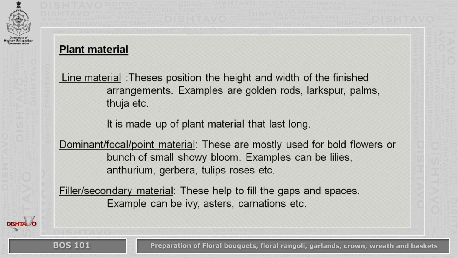Then we have the dominant flowers, for example anthurium, gerbera, tulip, roses, which are large flowers. They form the focal point of attraction in a flower arrangement. Then in between these large flowers we put the fillers or secondary material. So ivy, asters, small carnations, ladies lace flowers, these kinds of flowers which are very small in size can be used to fill the gaps in between, and then they are called fillers.